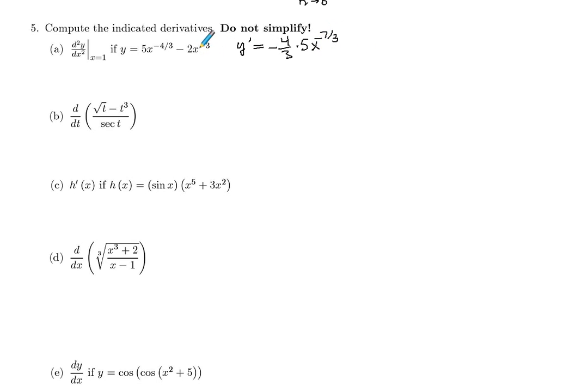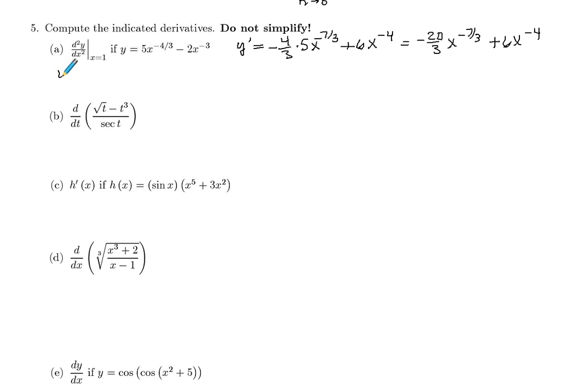And then negative 3 comes down in front times the negative 2. It'd be positive 6 times x. And then again, subtract 1 from your exponent. So negative 3 minus 1 would be negative 4. There's our first derivative. And we could combine these together, negative 20/3 if we want. So this would be negative 20/3 x to the negative 7/3 plus 6x to the negative 4.